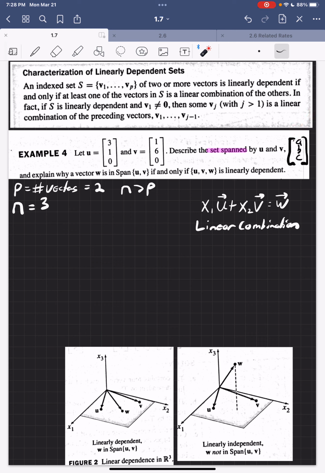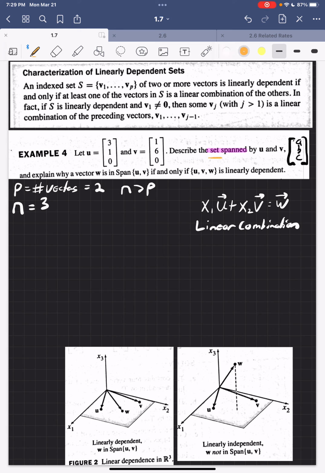Now, our question is, describe the set spanned by u and v. Describe the set spanned by u and v. Now, the first thing we would want to know, remember when we were talking about a set of two vectors? The first thing we would want to know is, are they scalar multiples? Right, before I start trying to describe the set. By set, they mean describe all the vectors that you can get through a linear combination. That's what set spanned would translate to be.